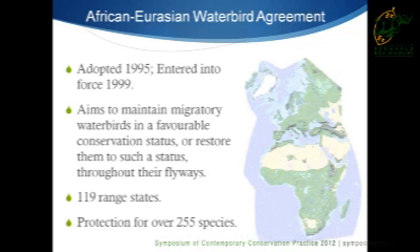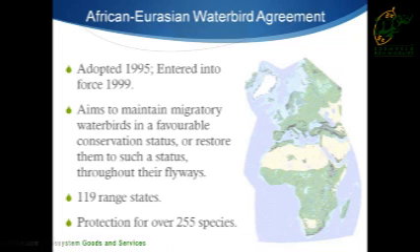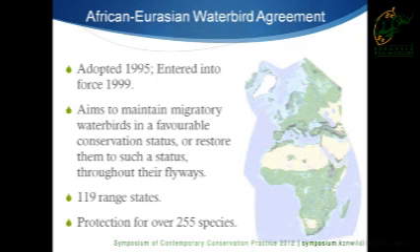The overall objective of the agreement is essentially to get range states to take coordinated measures to maintain migratory waterbirds in a favorable conservation status or to restore them to such a status throughout their flyways. The picture on the slide depicts the agreement area, which, as you can see, is fairly large. It is the largest agreement area of any of the CMS agreements. And you can see that it covers most of Europe, parts of Asia, even Canada, Middle East, and the whole of Africa. The agreement does provide protection for over 255 species of birds which are ecologically dependent on wetlands for at least parts of their annual cycle.